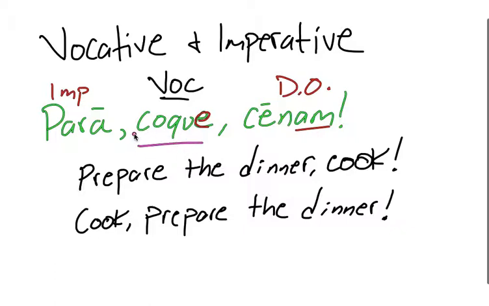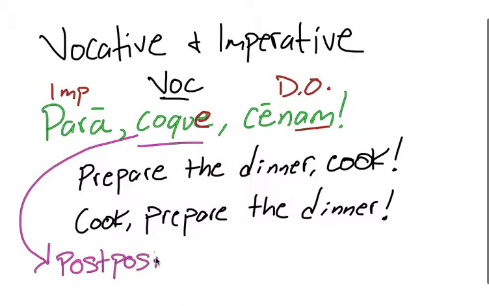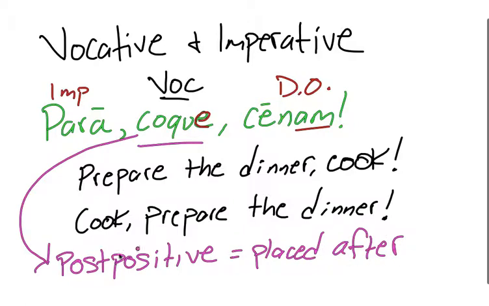And it does that because the vocative is what's called, and this is a fancy grammatical term, post-positive. Post-positive literally means placed after. Okay, it comes from a verb pono, to put, and post, of course, we know is a preposition that means after.